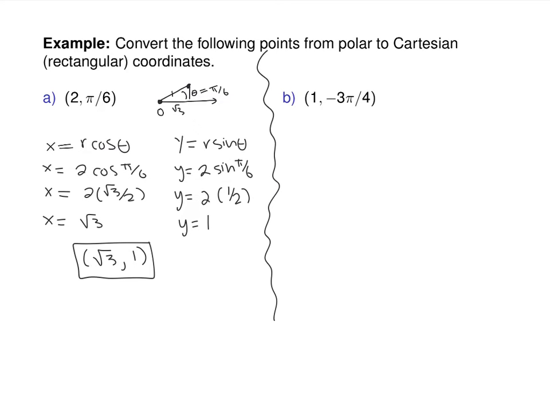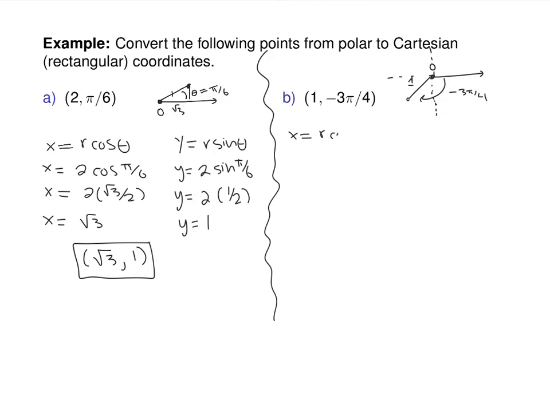Now (1, -3π/4). If that's my origin, here's my polar axis, a distance of 1 away, and I rotate backwards 3π/4. So roughly speaking, there's your point. This is 1, this is an angle of -3π/4. So we should theoretically have an x value that is negative in this case and a y value that is negative in that case, because if this were plotted in the Cartesian system, that would fall in quadrant 3. So let's see if that checks out.